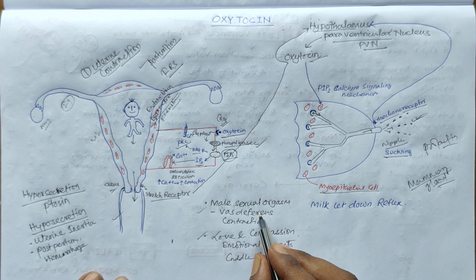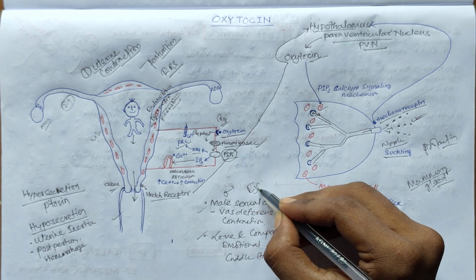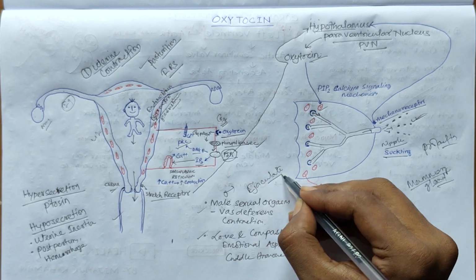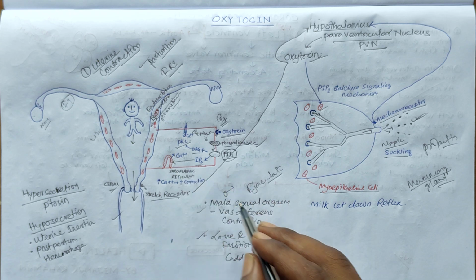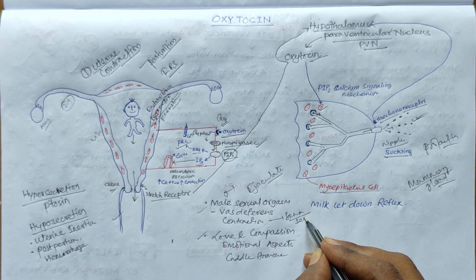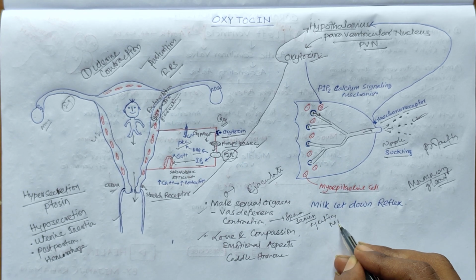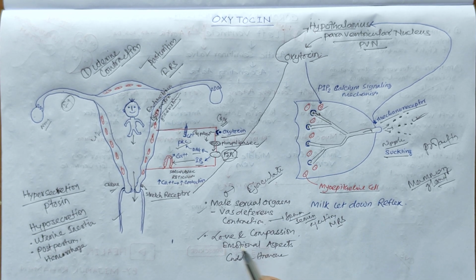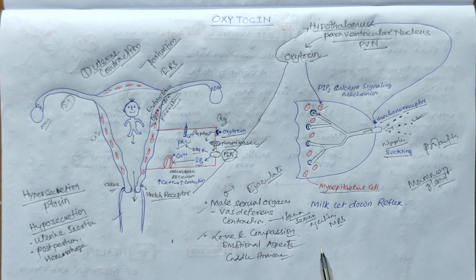In the case of males, in the male reproductive organs, what happens when the male is about to ejaculate? The vas deferens contraction is done by oxytocin by the same phenomena, and the sperm and the semen are ejected out through the male reproductive system. It also helps in love and compassion and emotional aspects, the cuddle hormone.